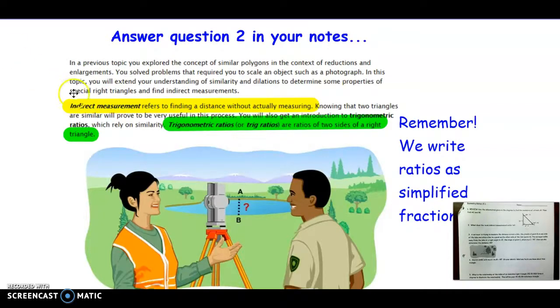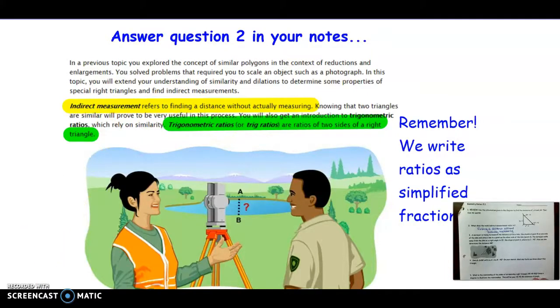So if you'll remember, we have been revisiting the same problem several times throughout this year about finding the distance across a pond, but we're not doing so by swimming across it. We're doing it by using what's called indirect measurement. So number 2 on your notes says, what does the term indirect measurement refer to? Remember, that's simply finding a distance without actually measuring it.